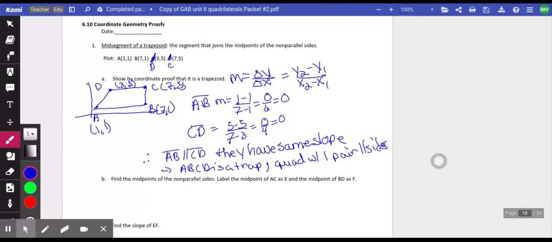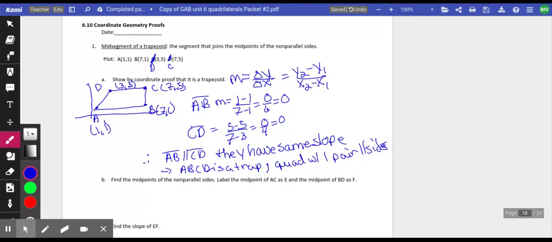So now part B, find the midpoints of the non-parallel sides. Label AD as E and BC as F. I flip-flopped it because I want it to be trapezoid ABCD. So AD is going to be E, BC is going to be F.